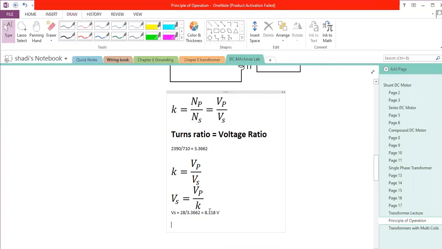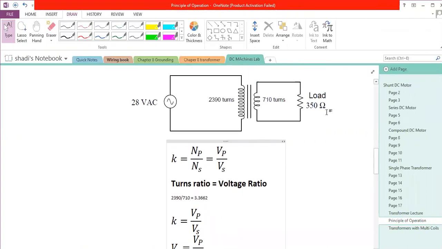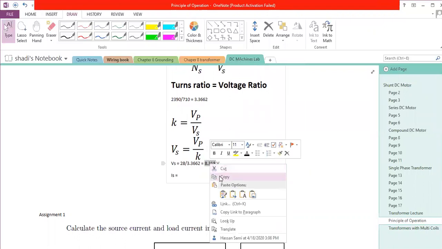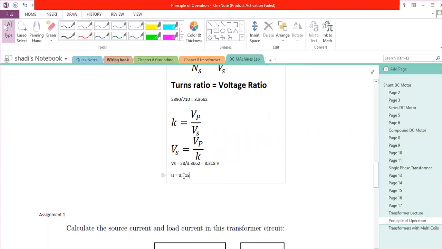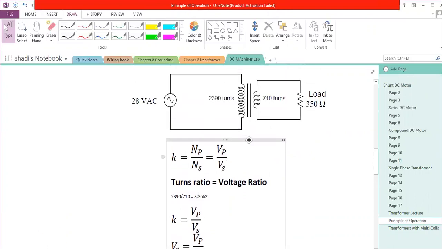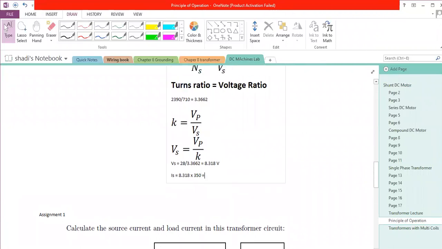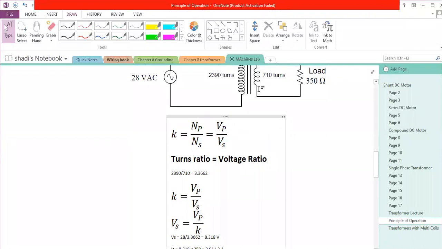Okay, so what will be the current at the secondary? The current at the secondary equals the voltage over the resistor. So the voltage equals 8.3, copy, paste, divided by 350, and this is equal to 2.8 ampere. Clear? So this is the current and the voltage at the secondary.